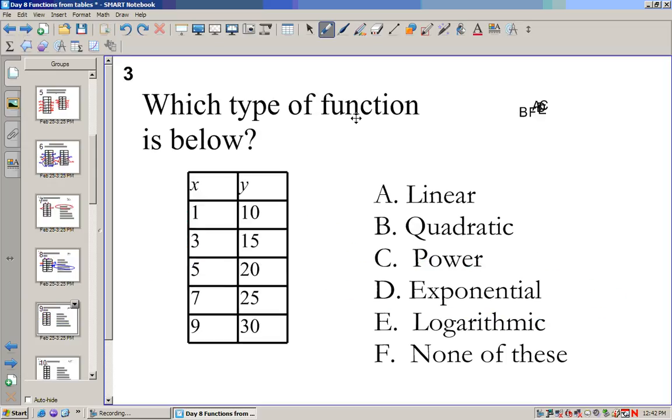Which function is below here? It's going up by 2, up by 5, up by another 2, up by another 5. Easy peasy. That's linear.